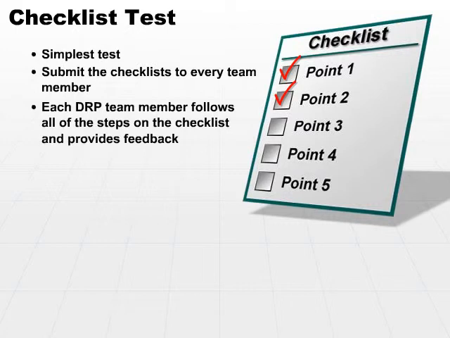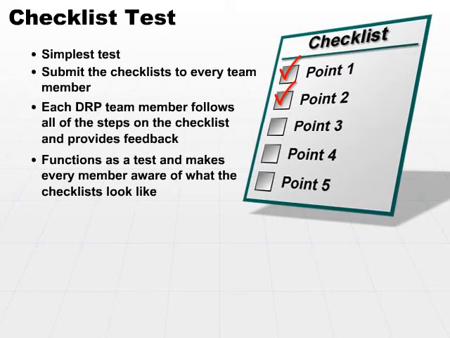What you'll end up doing here is allowing people from different functional areas to respond back saying, yes, this worked, or wait a second, we didn't think about something else. It functions both as a test, a basic test of the plan, and it also makes every member aware of what the checklists look like. So if you have multiple checklists and every DRP team member evaluates every checklist, then that makes them more aware of what the other team members have been doing throughout the whole planning process.